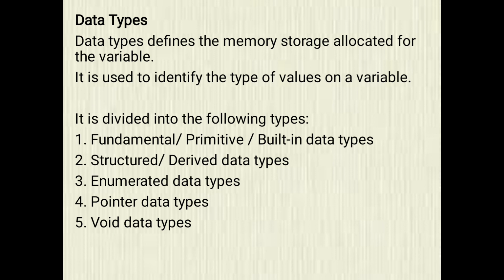So next is data types. What are data types? A data type defines the memory storage allocated for the variable. It means that how much space will be used up by that particular variable, the compiler will allocate that much based on the data type. So if the data type is integer, it will allocate 2 bytes or 4 bytes. If the data type is float, or real, it will allocate 4 bytes or 8 bytes. If it is character, alphabets, it will allocate 1 byte. So it is used to identify the type of values a variable will hold.